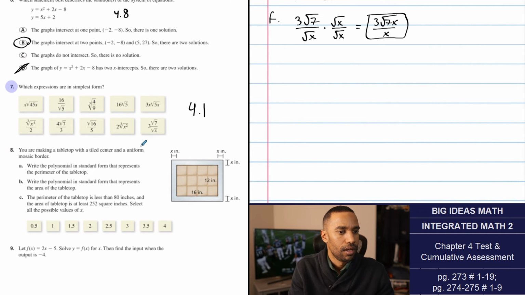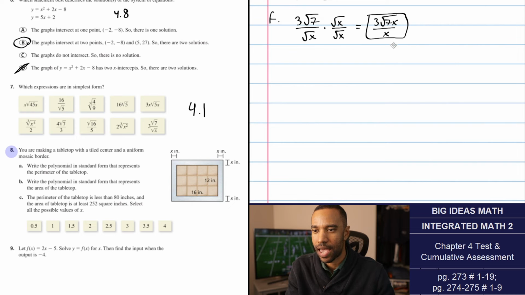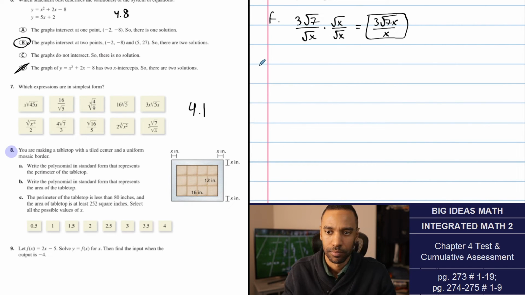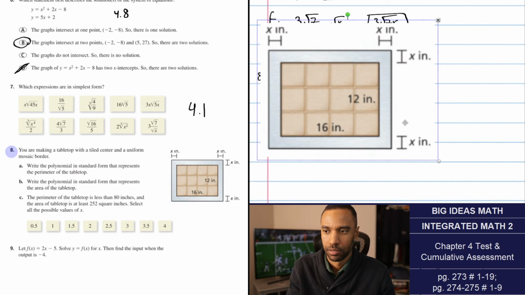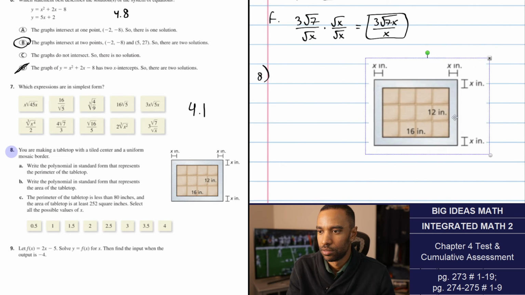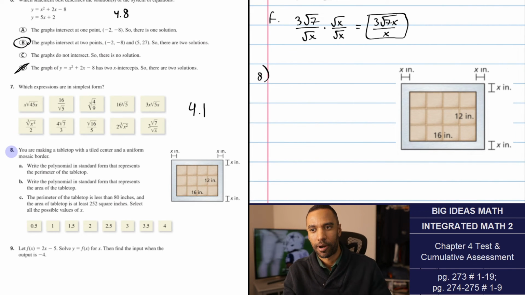Okay. 2 more. Number 8. You are making a tabletop with a tiled center. Copy and paste this thing over as well. And a uniform mosaic border. A beautiful mosaic border. Okay. Of course, they have multiple parts.